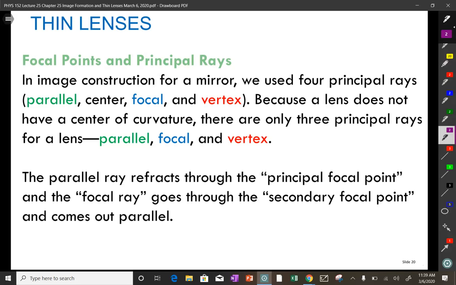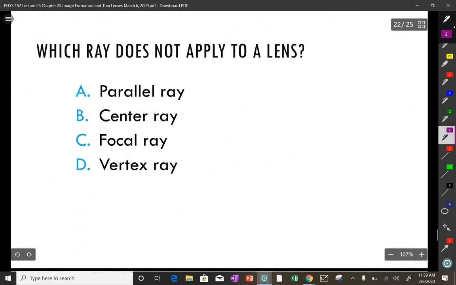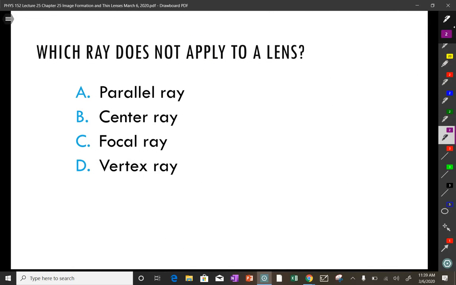So to construct the image for a lens, you once again will use exactly those three rays. You don't have any choices here. You have to use the parallel ray, the focal ray, and the vertex ray. I did not do woo clap again today. So which ray, just blurt, which ray does not apply for a lens? Yeah, the center ray doesn't apply. So you can use any three of those four. If I give you a mirror or a lens, you have to use the three remaining.